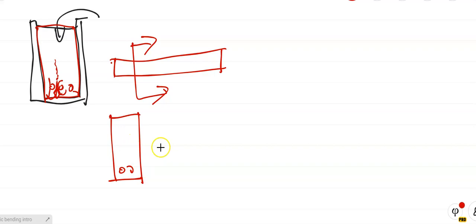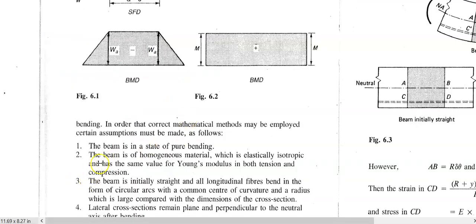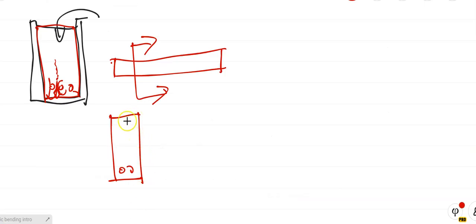Okay, now what it says here, number 2, the beam is of homogeneous material. What does homogeneous mean? It means that if we analyze the material, any bits inside there, even though it's made up of different material like sand, stone, cement, its properties will be the same throughout the whole body of that beam. Is that possible? No, it's not exactly possible, because it is man-made.